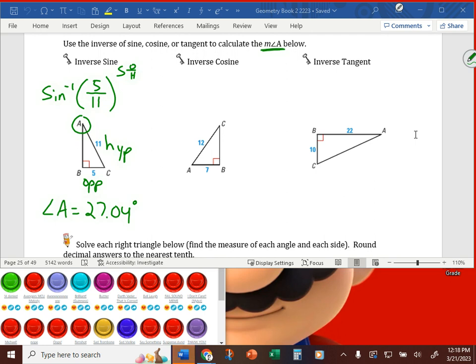So same idea. Sine will always be opposite over hypotenuse. Cosine will always be adjacent over hypotenuse. Tangent is always opposite over adjacent, but we're using it a different way. We're using the sides to solve for an angle instead of the angle solving for a side.